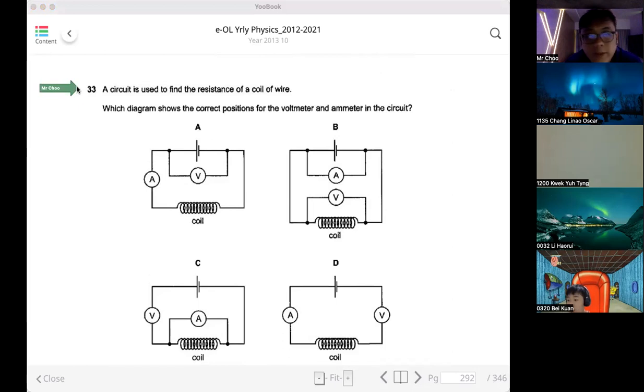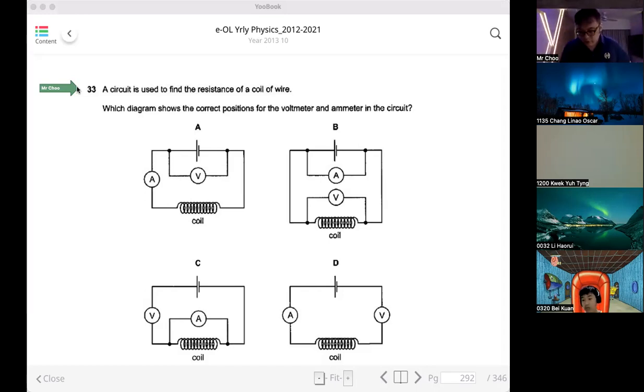Yufen, well done. Pei Huan, well done. Yi Ting, Oscar, well done. Ryan, well done. Hao Rui, well done. Who's the last student? Now wait for the last student.